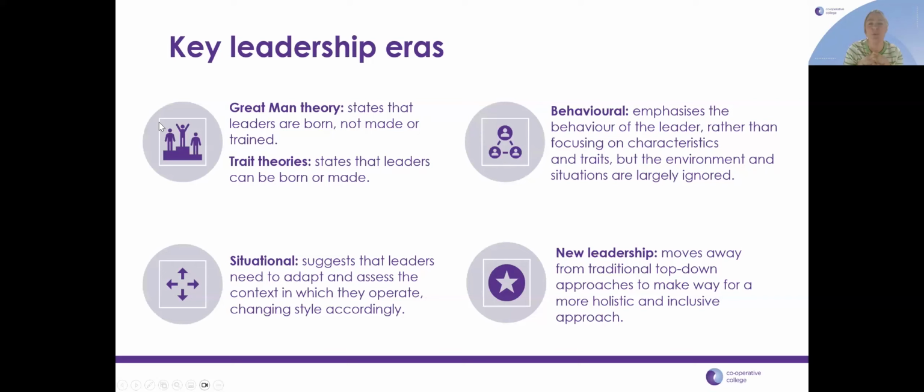Okay, so I'll go through each of these. I'm just going to talk you through some of the eras on the timeline. The first era is the trait era. What sits within this trait era is the great man theory and trait theories. The great man theory states that leaders are born, so it's not something that can be learned. They are a leader as soon as they're born. They're not made and they're not trained, and therefore only a few individuals have these unique characteristics. If you think back to the timeline, this theory is from the 1830s, so quite an historic theory.